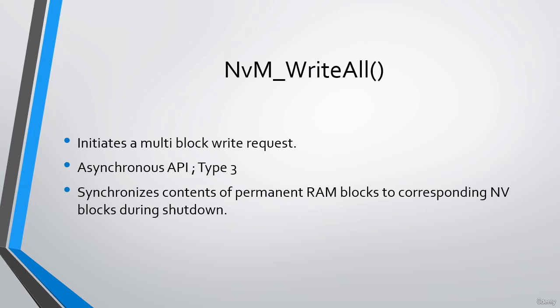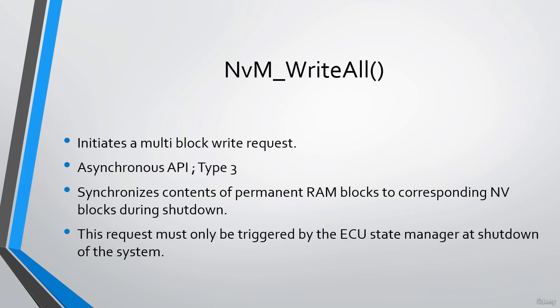So for example, the software is up, NVM read all is performed, and values are read to the memory. Now the software is running normally. Then we go to shutdown after making some changes in the values of some variables, and these are updated in permanent RAM blocks. Once we are going to shut down, we need to store these permanent RAM block values somewhere, right? So at that time we will call the NVM write all during the shutdown phase, and this will help us store these values into the corresponding NV blocks.